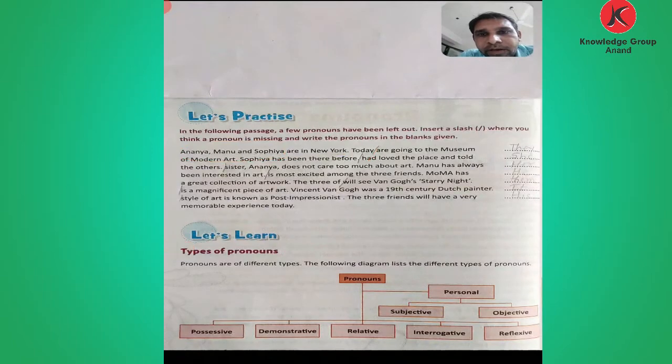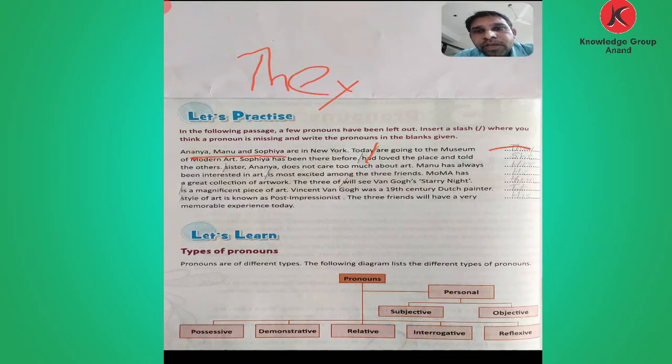Here we are talking about these three, two girls and one boy, Ananya, Manu and Sophia. So instead of writing these three names, what do we use? We use they. So here I write they. They are going to the Museum of Modern Art. That is the sentence. I put a slash.